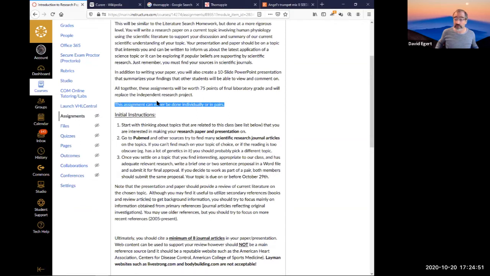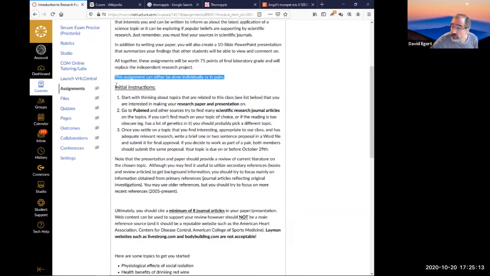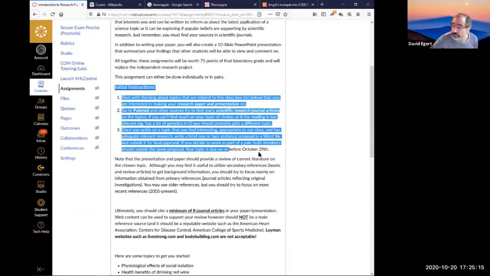So just kind of putting that out there, because over the years I have seen people have the most fun ever on joint projects, and then I've also seen people just being miserable. So, initial instructions, this first part, is all you need to do now.